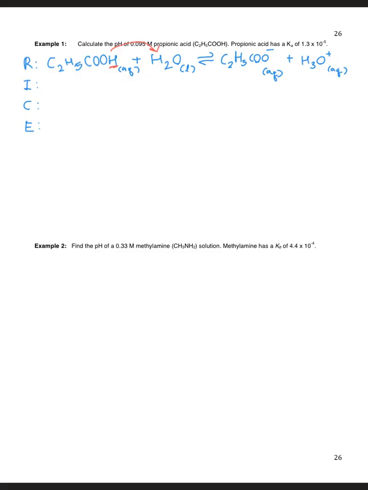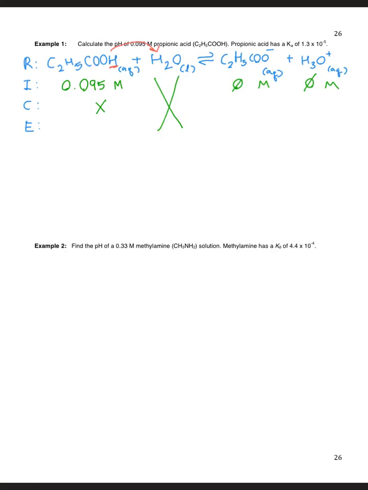Next, fill out the initial. The given initial concentration of propionic acid is 0.095 molar. Ignore water because water isn't included in the Ka expression. At the beginning of the reaction, the concentration of the products should be 0 molar. Next, fill out the change. Because we don't know how much it will undergo change, we are going to use x as the unknown variable.